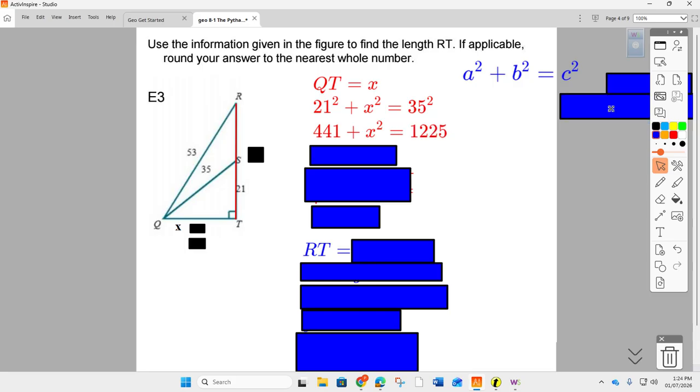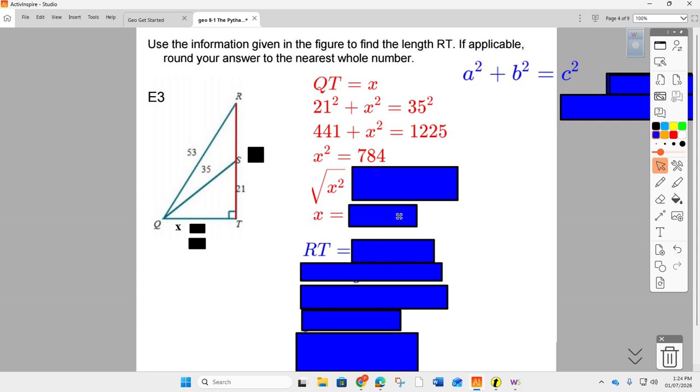Now, to get X by itself, we've got to subtract again, like Corey said on the last problem. We're going to subtract 441 from both sides. If I subtract it from this side, I get X squared. If I subtract it from this side, I get 784. So we're finding the square root of X squared, which we know is going to give us X. And now we can take the square root of 784. What's the square root of 784, Lee?